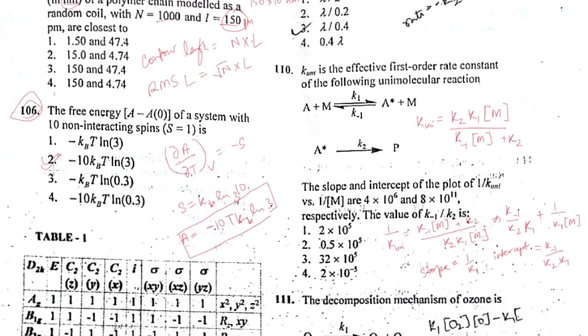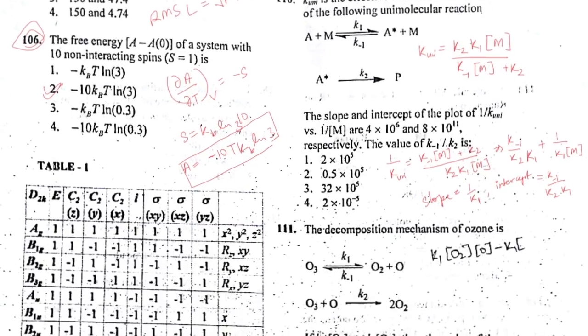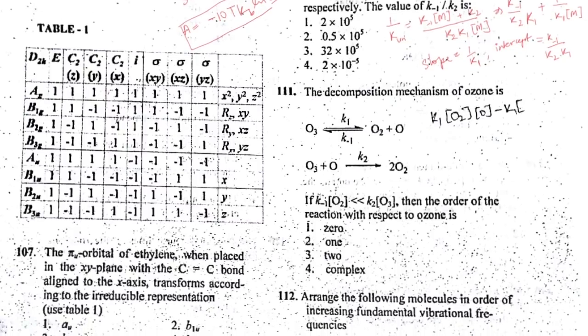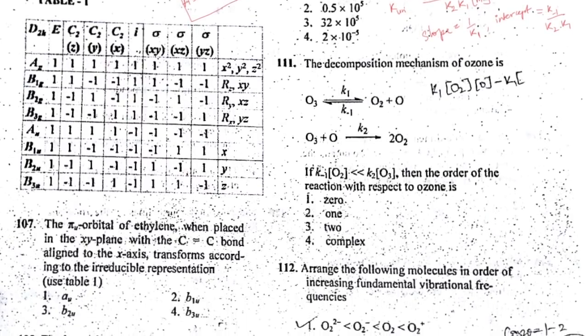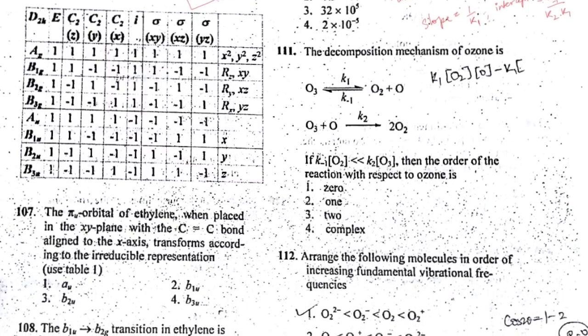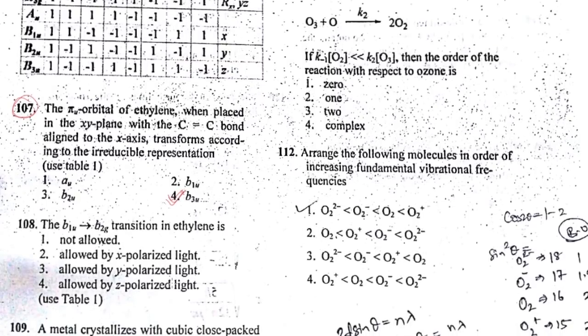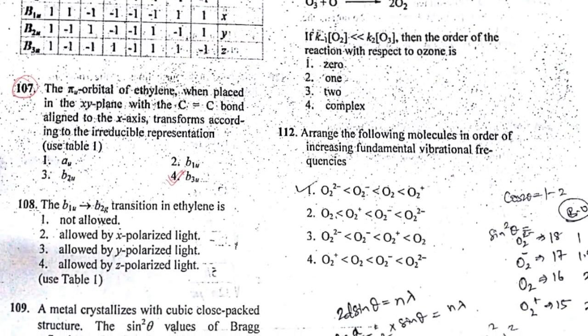Now the next questions are from group theory. They were quite a different kind of question, but very easily approachable. If you know the character table and its properties, you would have done these easily. Talking about question number 107, the correct option will be B3U. I will post the detailed explanation on the Unacademy profile. 108 was also a very easy question.